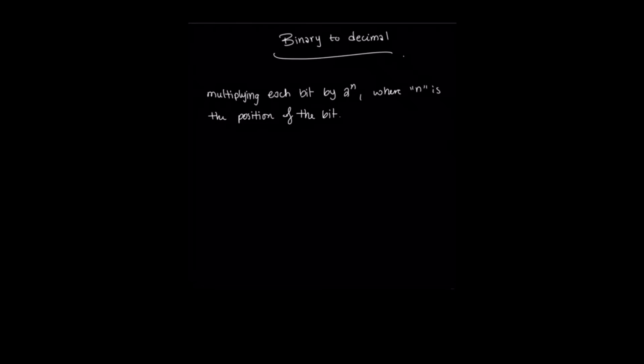Hello everyone, in this video we will explain how to convert a binary number to a decimal number. We will be doing this by multiplying each bit by 2 to the power of n, where n is the position of the bit. What do we mean by the position of the bit and how do we count it?